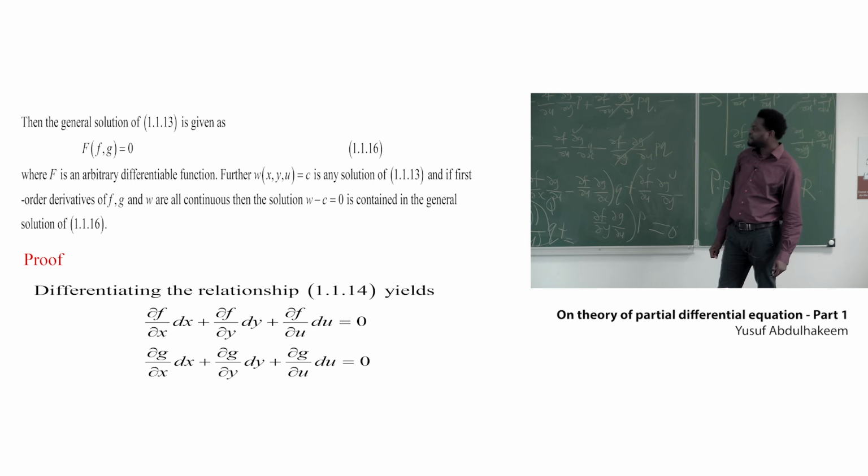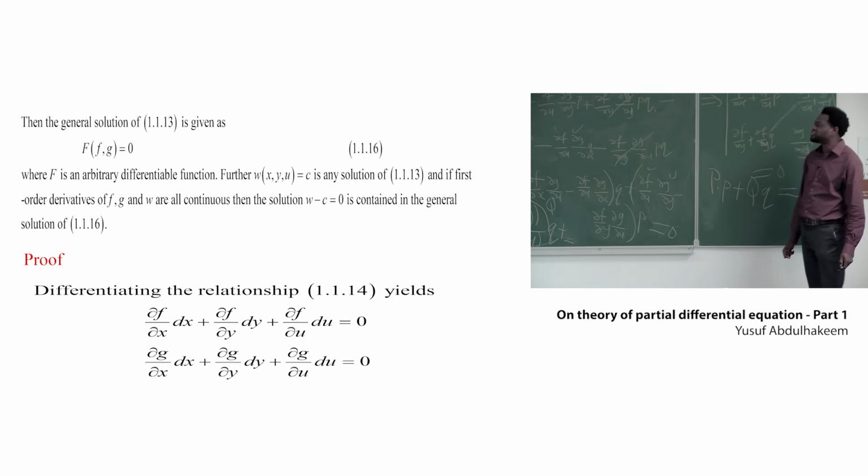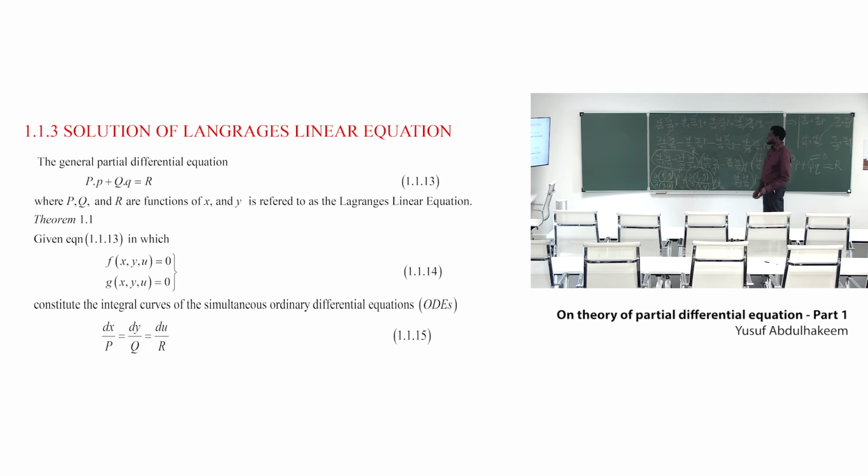Further, we can have w(x, y, u) equal to c as any solution also of the same given differential equation 1.1.13, and the first order derivatives of f and g are all continuous. Then the solution w minus c equal to 0 is contained in the general solution. Now let us look at this. Now differentiating the equation 1.1.14, that's this equation that we have here.